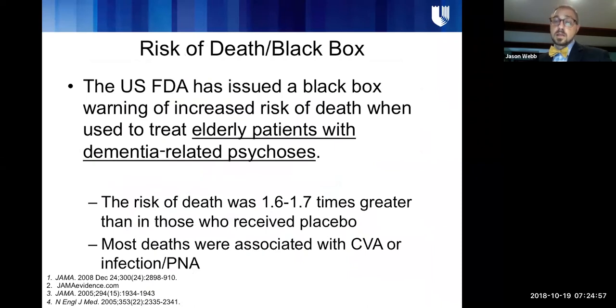I do want to make a comment that here in the United States, there is a black box warning or a warning that there is an increased risk of death associated with some of these medications, but it's specific to older patients, primarily with dementia-related psychoses that are treated with these in the long term, primarily in long-term care facilities or nursing homes. And the higher risk of death is oftentimes related to cardiovascular or cerebrovascular disease or stroke, as well as infection and pneumonia.